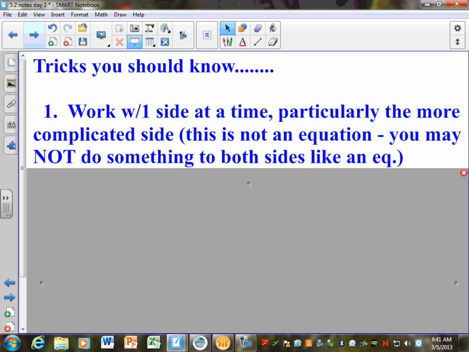And this is, I kind of said this already, but you're only going to work with one side. Like you're never going to multiply both sides by 3 or divide both sides by sine or square both sides, because you're just trying to prove that they're equal to each other. And again, I say work with the side that's more complicated because there's more stuff to do.